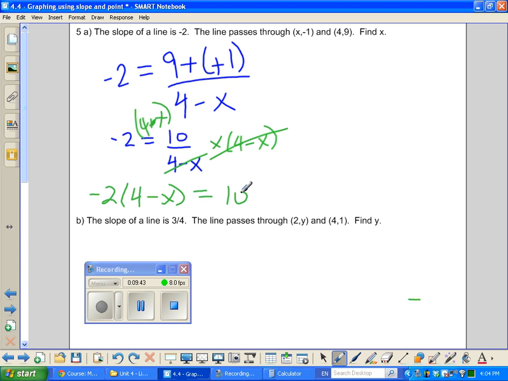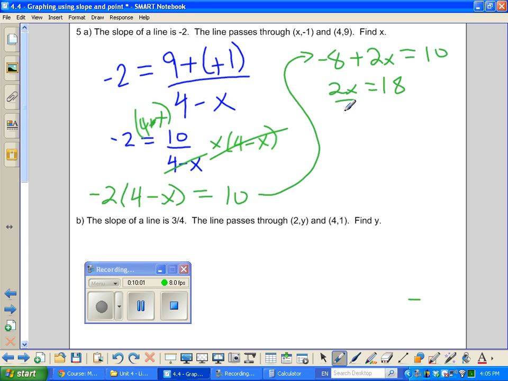Well, you can divide both sides of this equation by negative 2, or you could distribute the negative 2. Me personally, I'm a fan of distribution. So negative 2 times 4 is negative 8. Negative 2 times negative x is actually positive 2x, and that equals 10 on the other side of the equation. Bring the negative 8 to the other side, you get 18. Divide both sides by 2, and you get x equals 9. There you go. That's what x should equal.